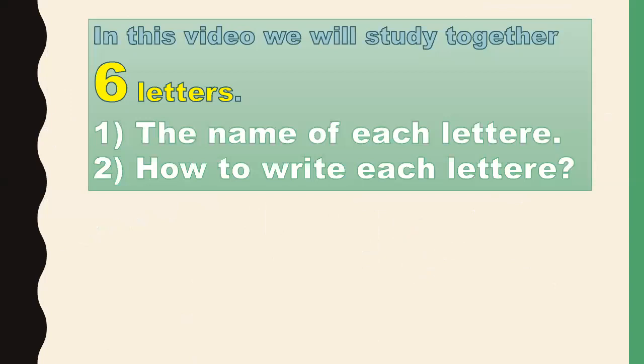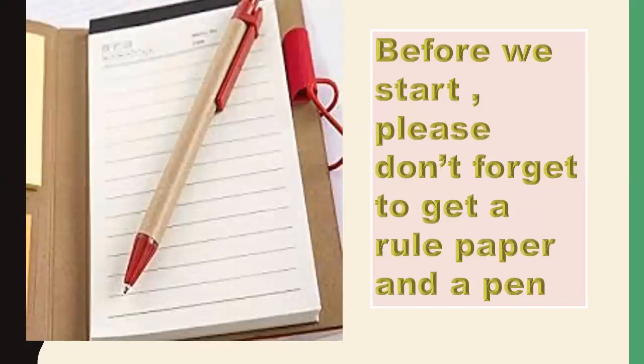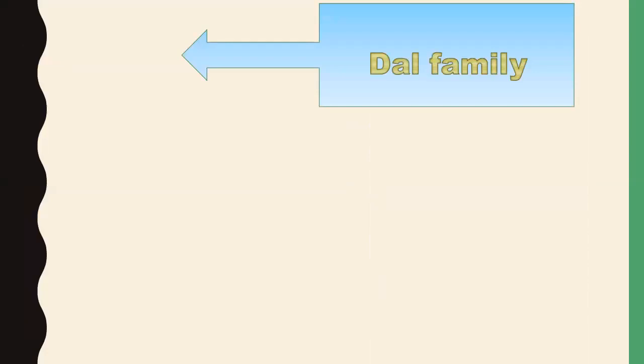In this video, we will study together six letters. We will learn the name of each letter and how to write each letter. Dal, Zal, Ra, Zai, Sin, Sheen. Before we start, please don't forget to get a ruled paper and a pen. Let's go to the first family, the Dal family.